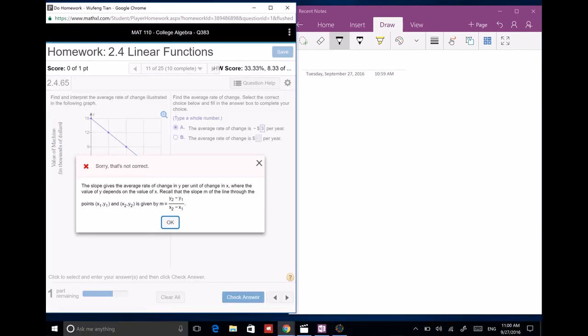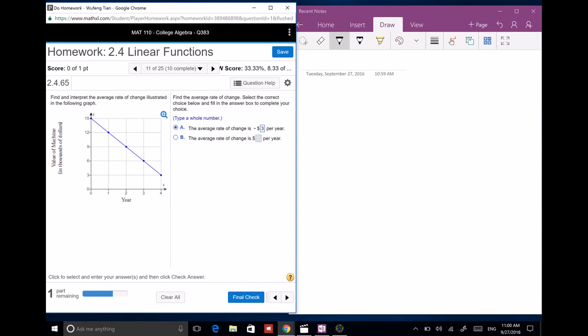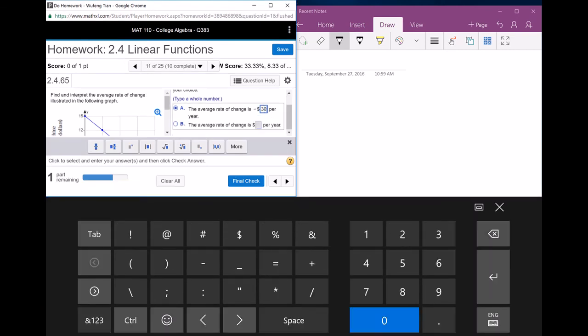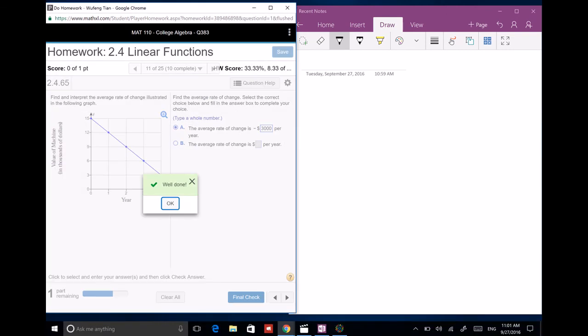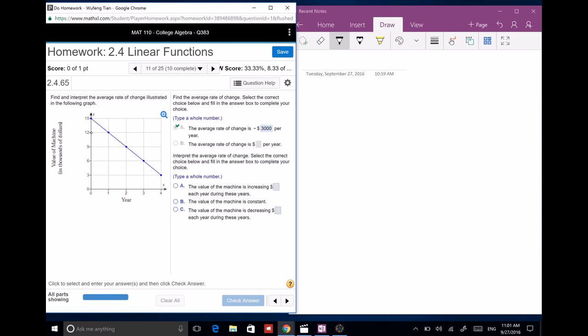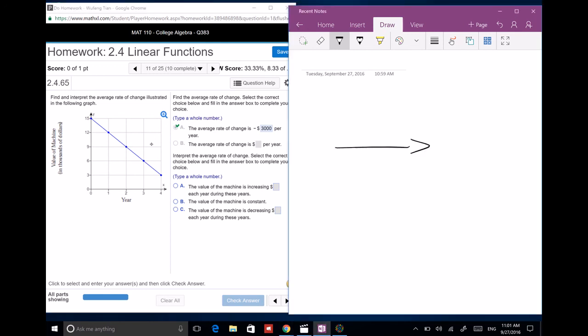Check your answer. Wait, are you kidding me? So the rate of change in the first year is decreasing by 3. Oh, it's in thousands. So I have to do 1,000. That's why. Okay, so that's the only thing I have to pay attention to. This is 3,000, so it's negative for sure. Because it's a decreasing function, just do rise over run. The rise here is 3,000, and the run is 1, so it's negative 3,000.